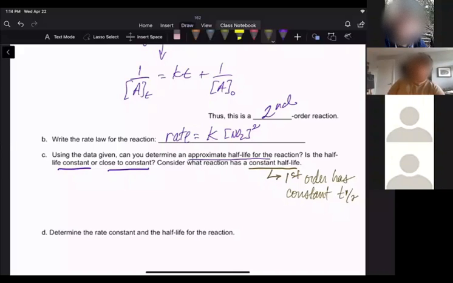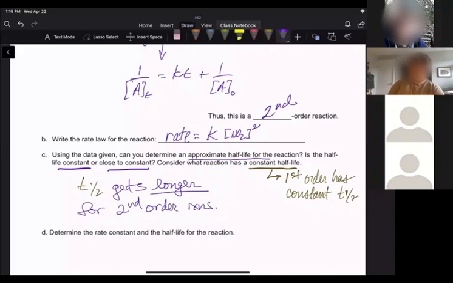So when you think about second order and reacting away, we're looking at two things having a collision coming together. And as that concentration goes down, it takes longer and longer for them to find each other. So we are going to find that the T1/2 gets longer for second order reactions. All right, so find that k and that half-life.